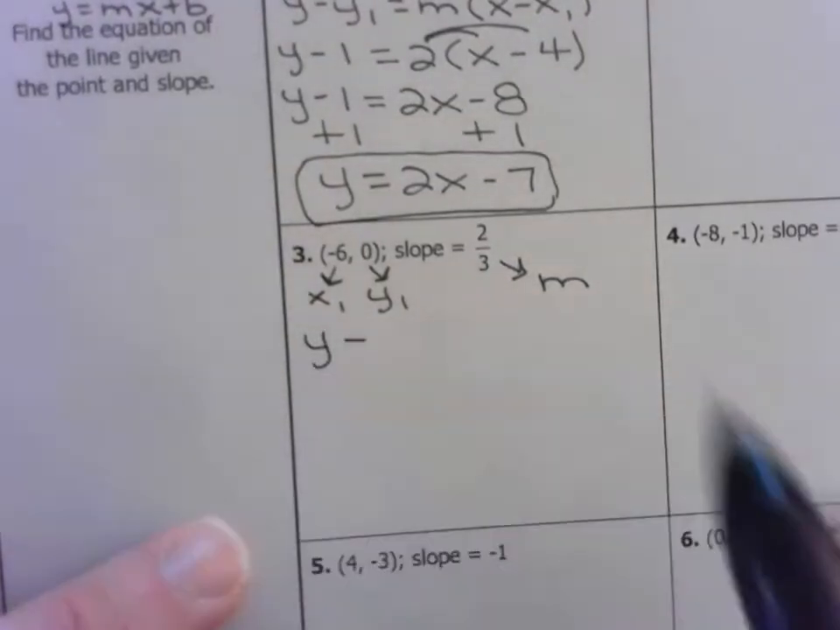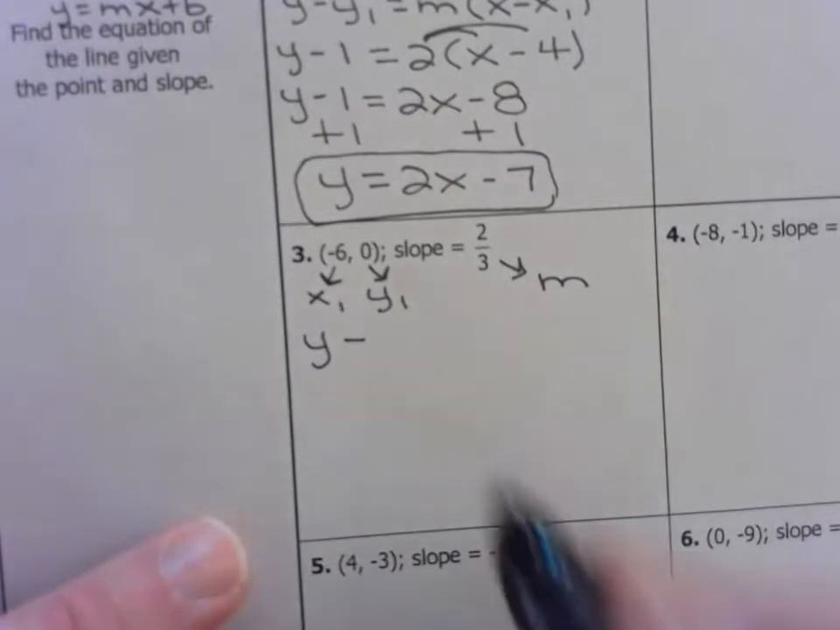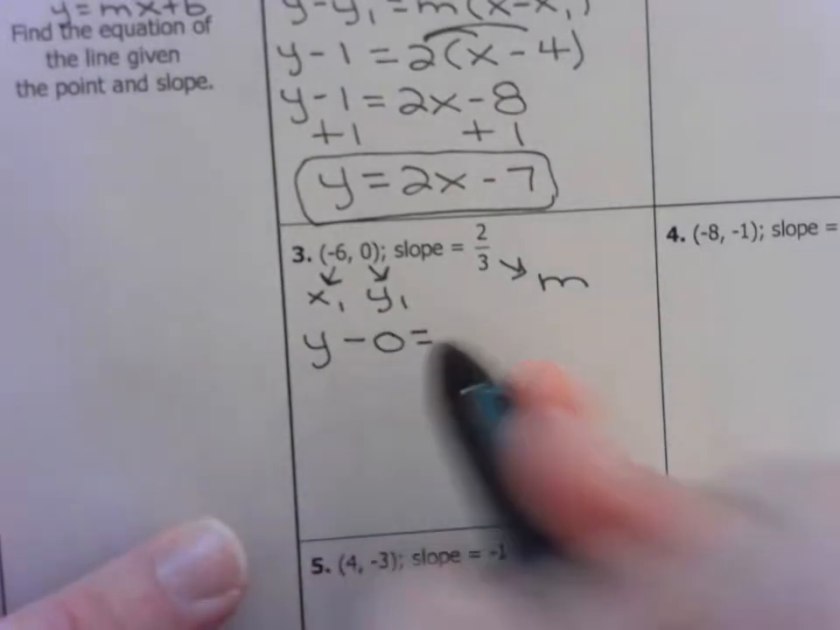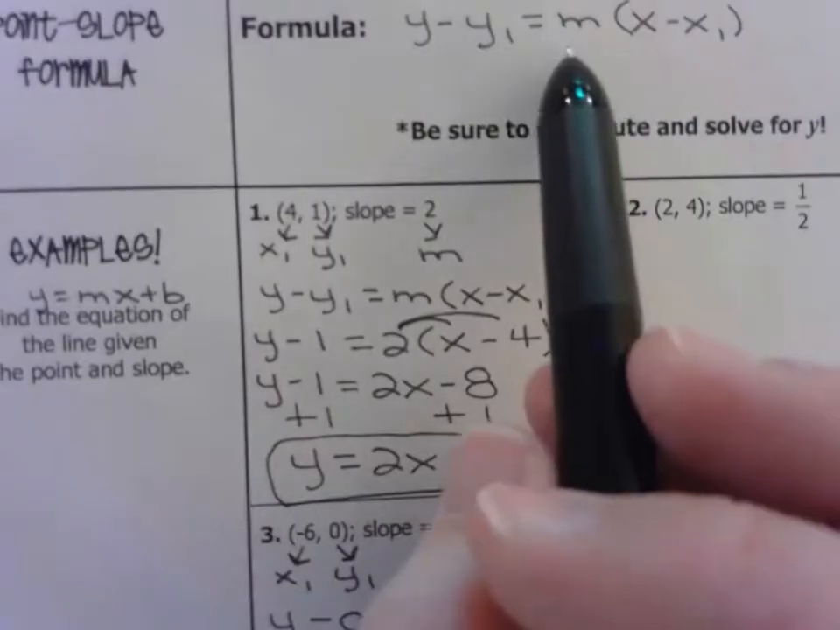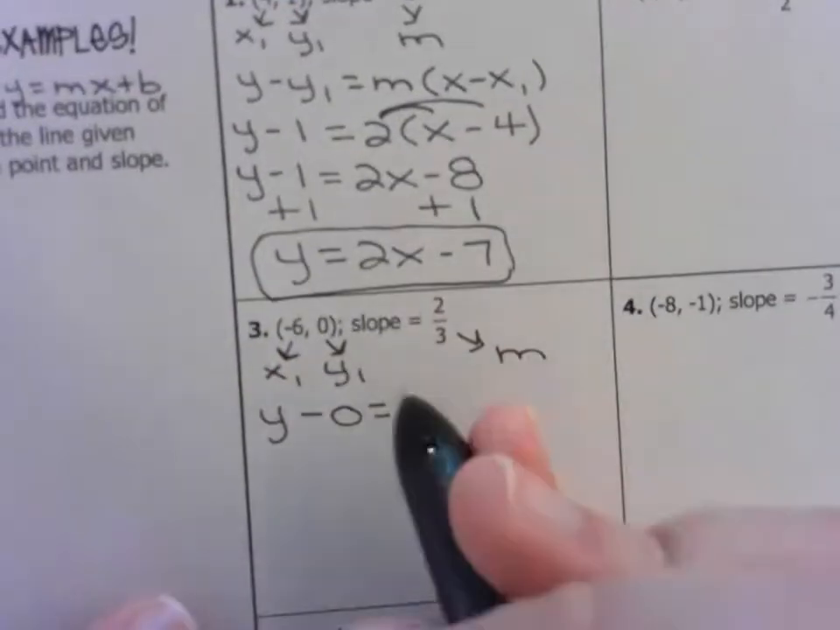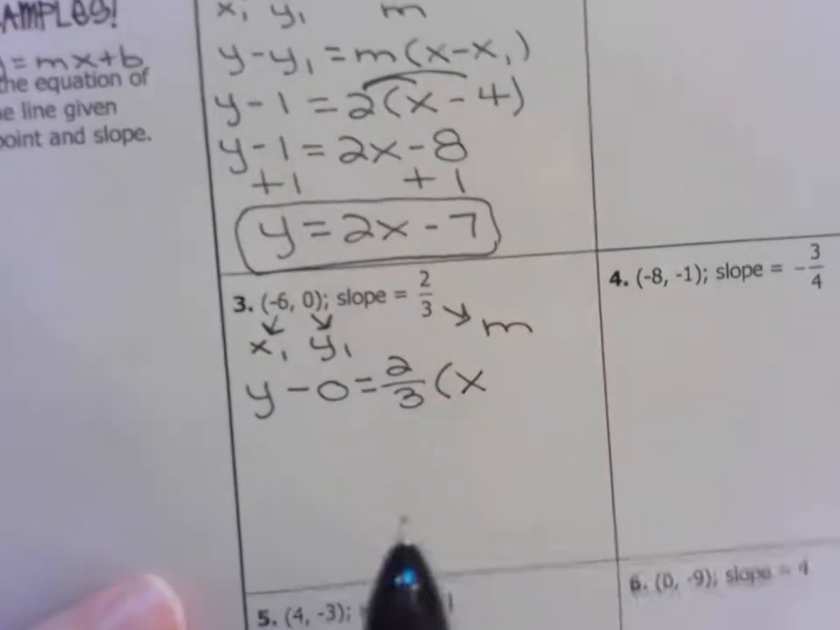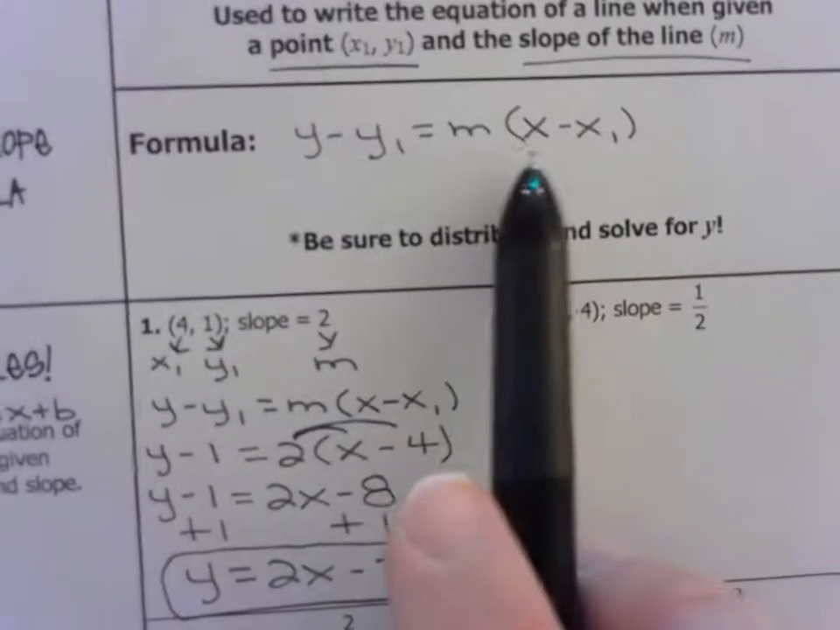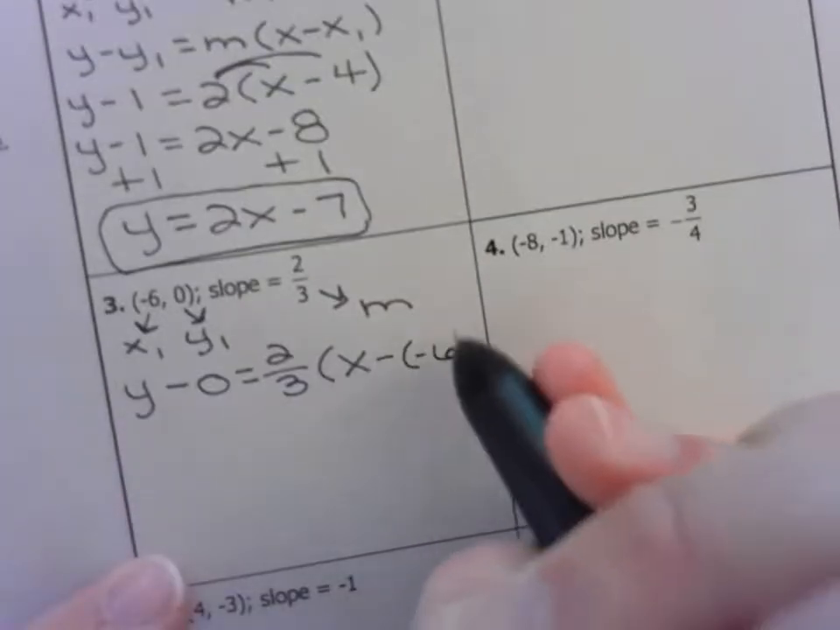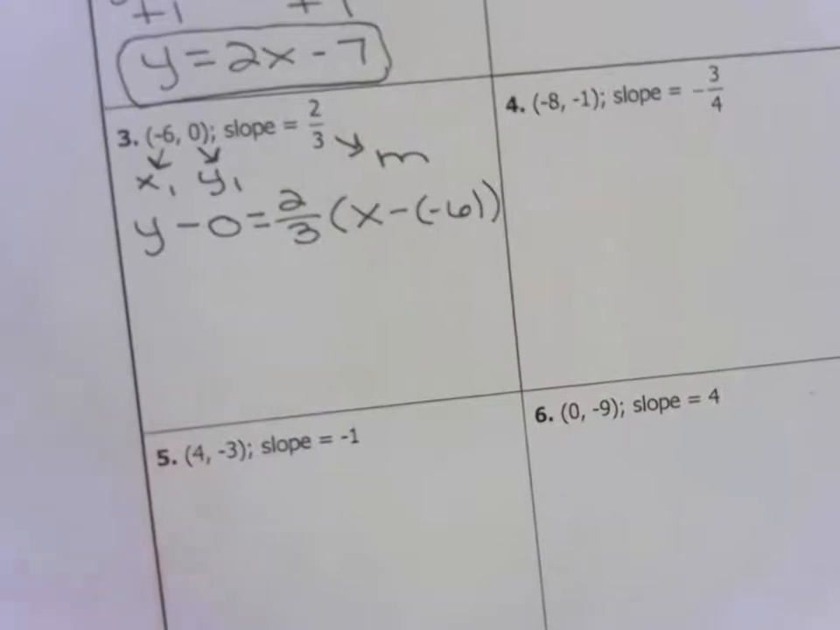So I'm going to have y minus y1, y minus 0, equals your slope m, 2/3, parentheses, times x. Be careful. If you look at your equation, it's x minus x1. So it's going to be x minus negative 6. So be careful with that negative. I'm subtracting the negative 6. You wouldn't distribute on this, would you? We will. Just a second.